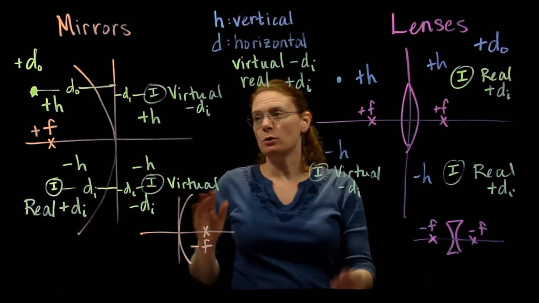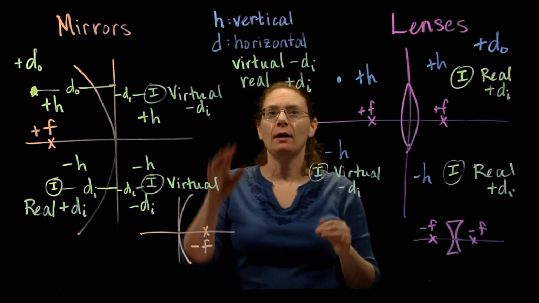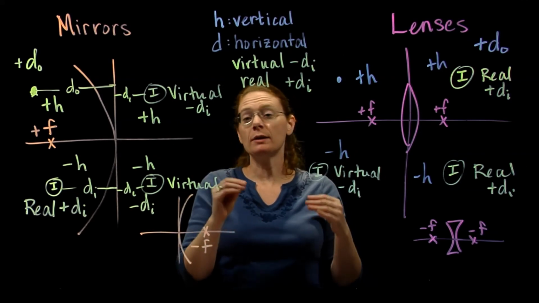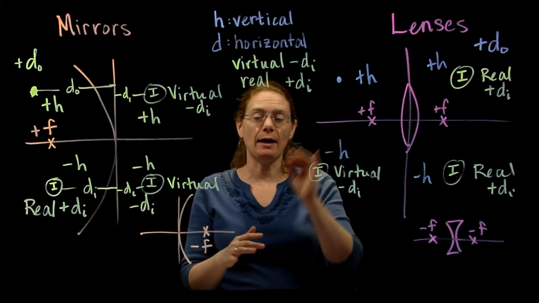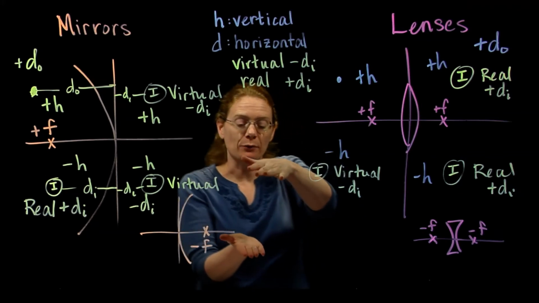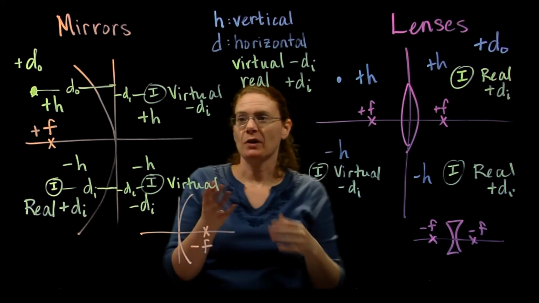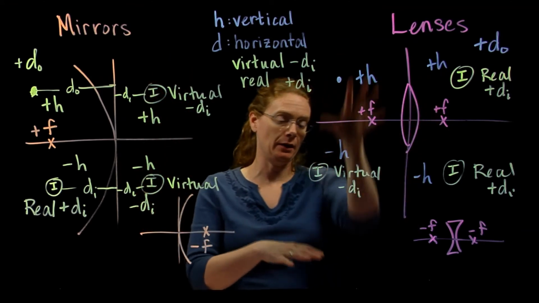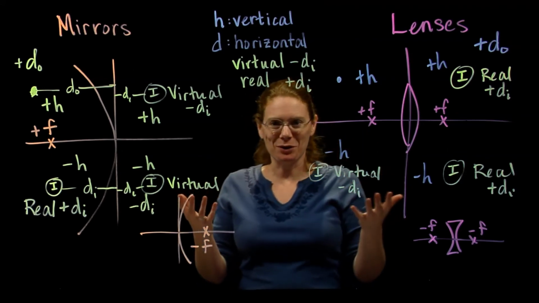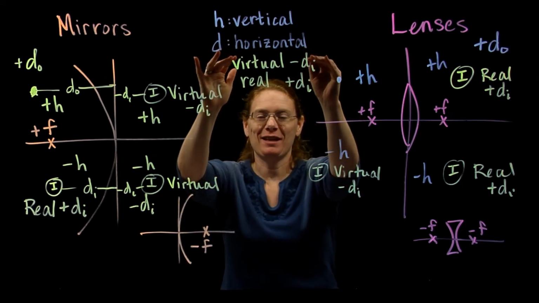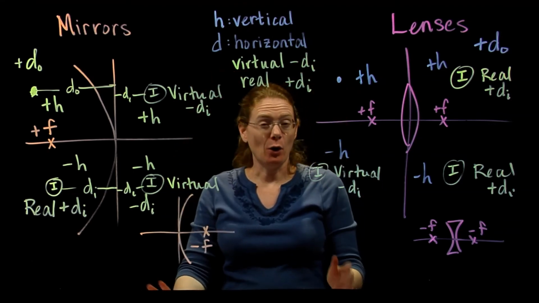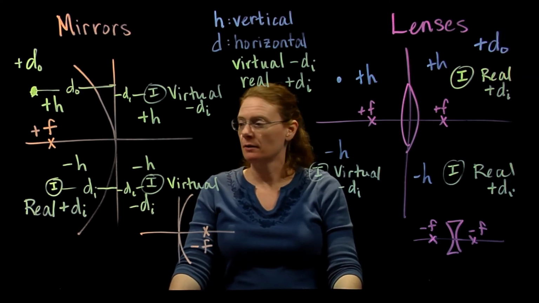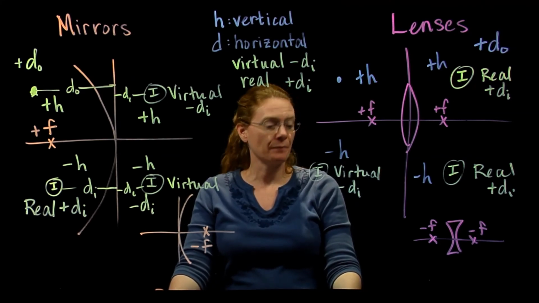So I strongly recommend you don't get in the habit of thinking that a negative DI is left or right. A negative DI only tells you it's a virtual image, which means that it is where we have to backtrace the rays in order to see it. Virtual images for mirrors are going to be here. Virtual images for lenses are going to be here. So the only real rule that you can follow is right here. Virtual is negative DI, real image is positive DI. So I hope this helps a little bit. So heights, positive, negative, and then real virtual for the distances.